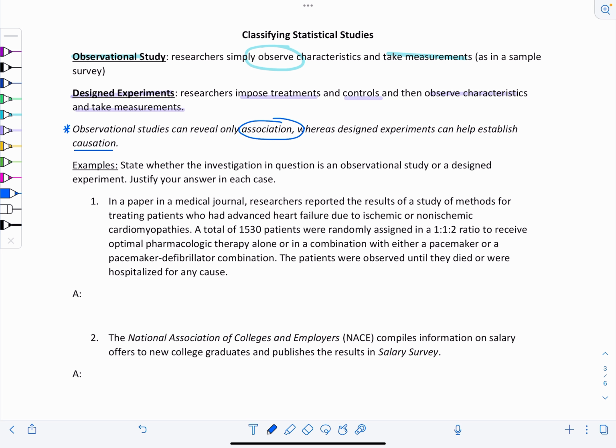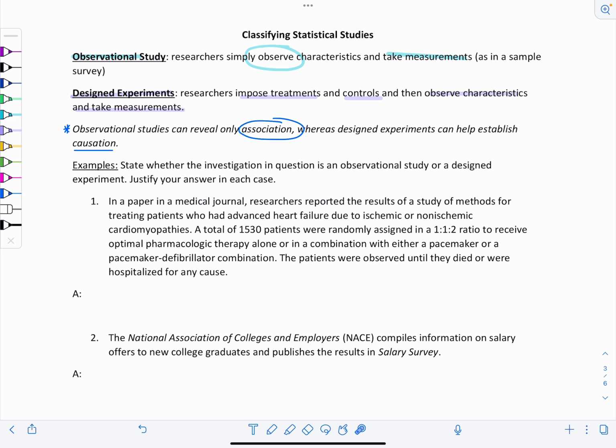So that's one key difference between the two types of statistical studies to keep in mind. Observational can only reveal association or a correlation. We'll talk about that later in the course. Designed experiments can help establish causation. Okay, let's look at some examples, see if we can distinguish between the two. State whether the investigation in question is an observational study or a designed experiment and justify your answer in each case. So example 1.